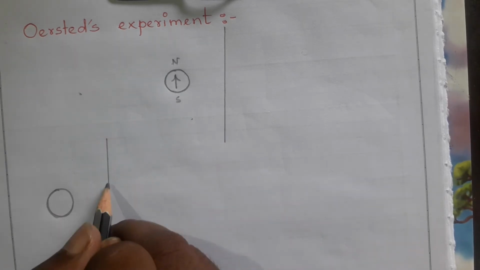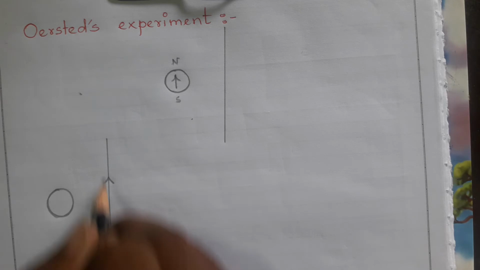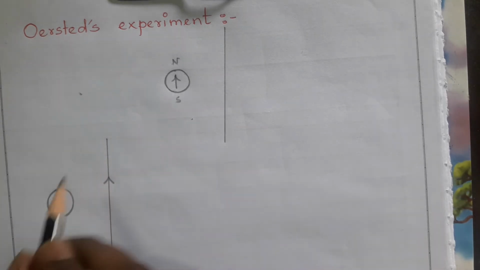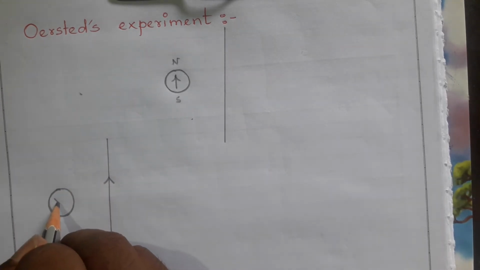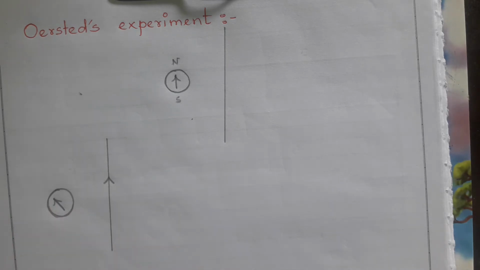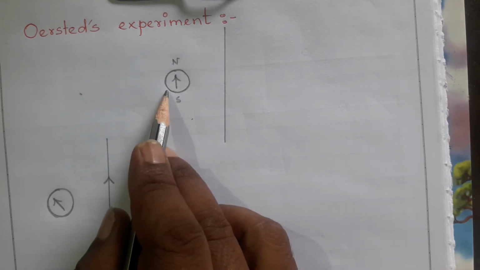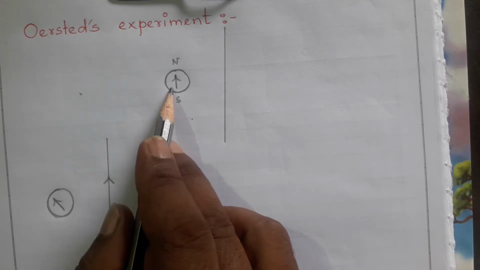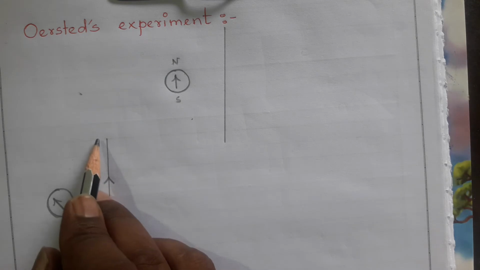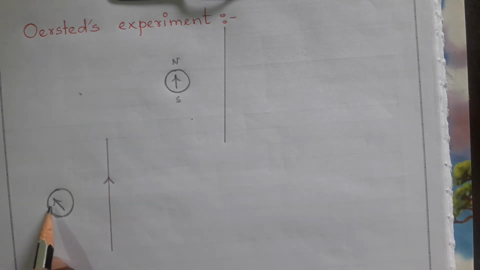When current is allowed to pass through this wire, the needle gets deflected. It deflected towards west. When there is no current, there is no deflection in the compass needle. But when current passes through the wire, the needle gets deflected.